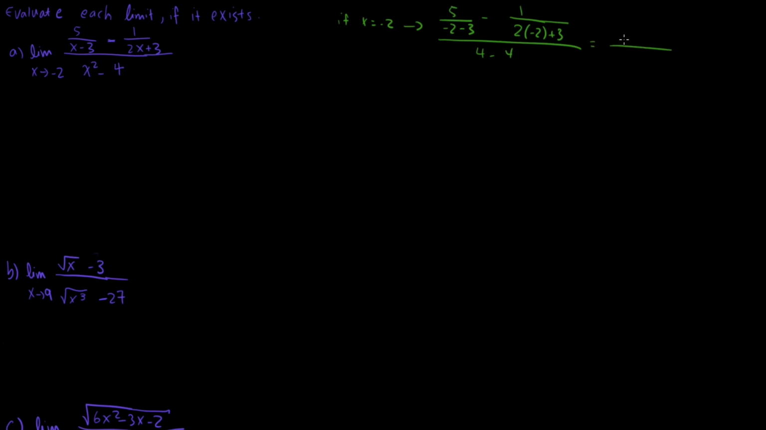This leaves you with 5 over -5, which is -1, minus 1 over -4 plus 3, which is 1 over -1, which is on its own -1 over 0. And this leaves you with 0 over 0. So this is an indeterminate case, which means we would need to do some algebra on it somehow. We need to do something, right? It's not a good answer. It's one of those weird cases that I talked about last time. So what we're going to do here is we're going to do some algebra.